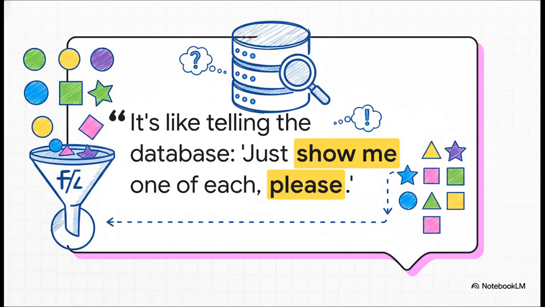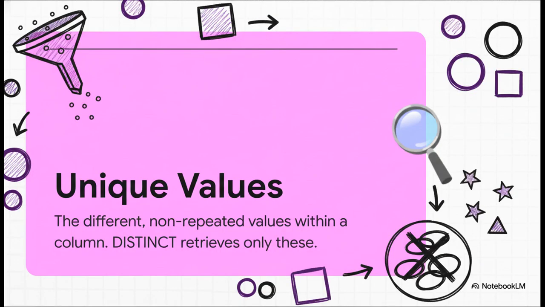I really love this analogy because it's exactly what's going on under the hood. You're basically just politely asking the database, hey, I know there's a ton of repeated stuff in there, but can you just do me a favor and show me one of each? Thanks. It's really that straightforward. So if you remember one thing, it's this. Distinct is all about fetching what we call unique values. These are just the different, non-repeated items that you have in a column. That's the whole idea right there.